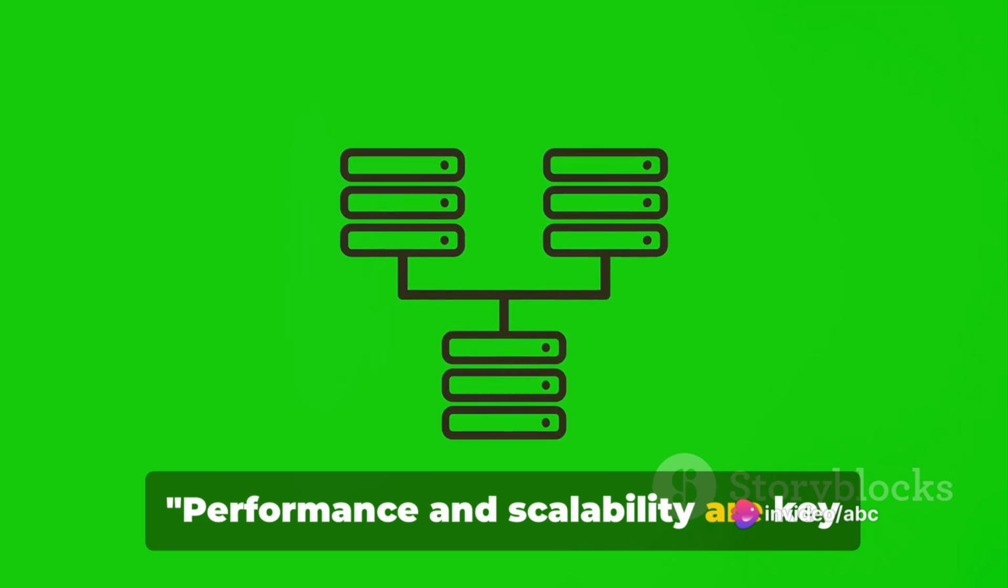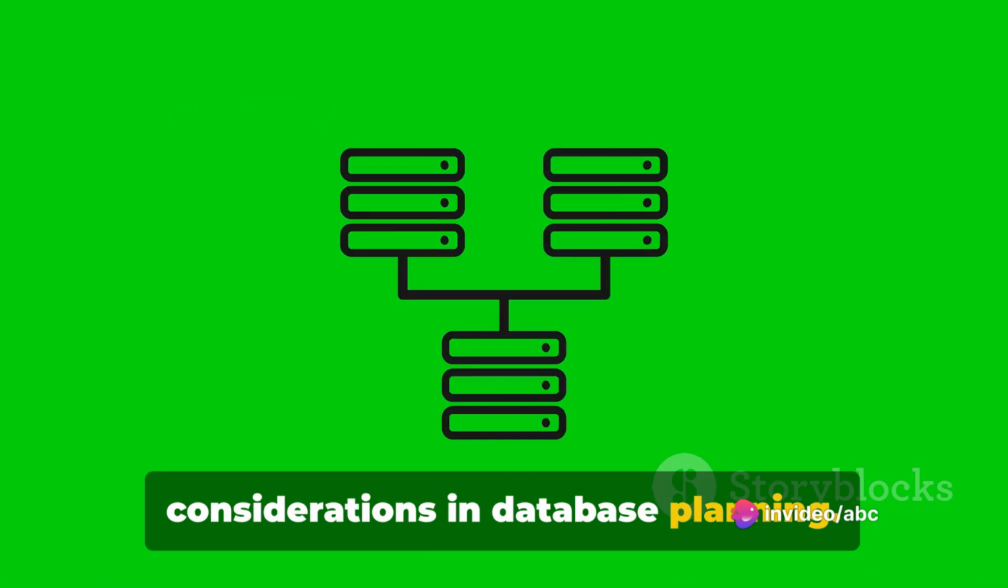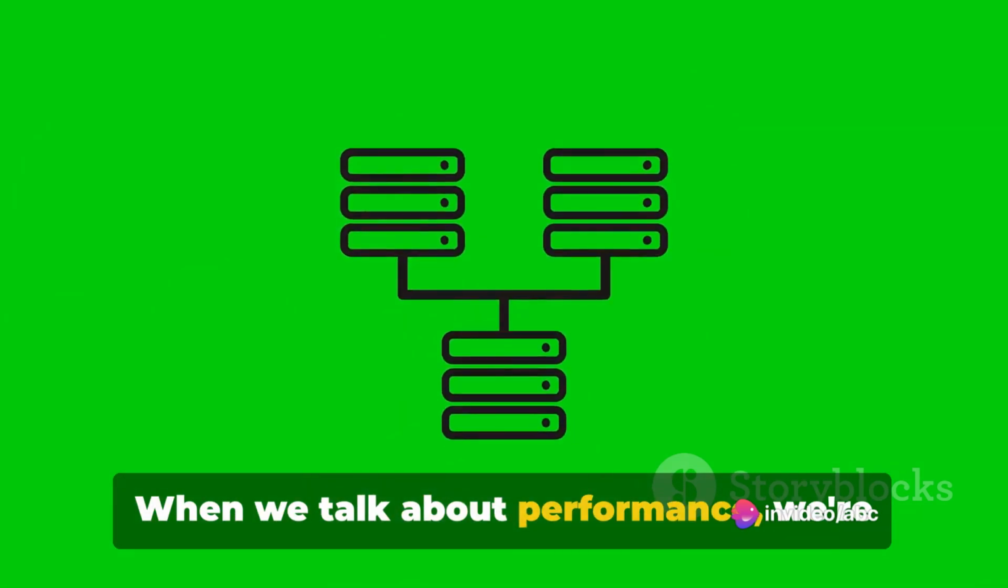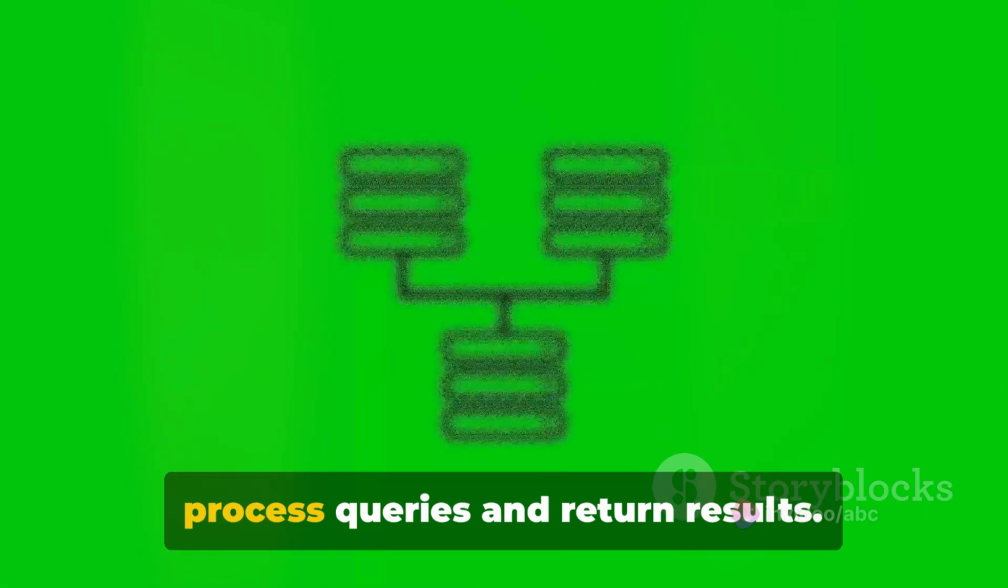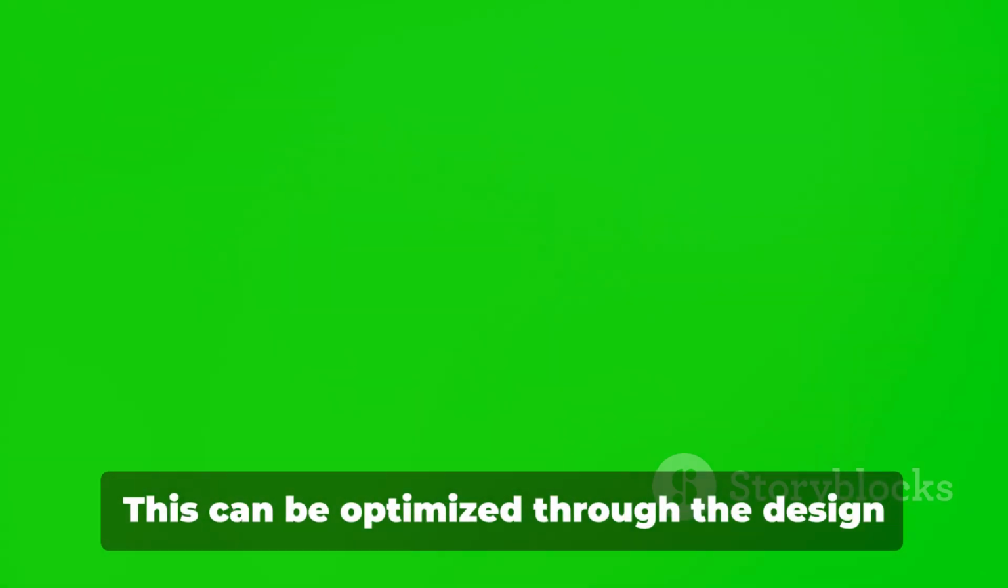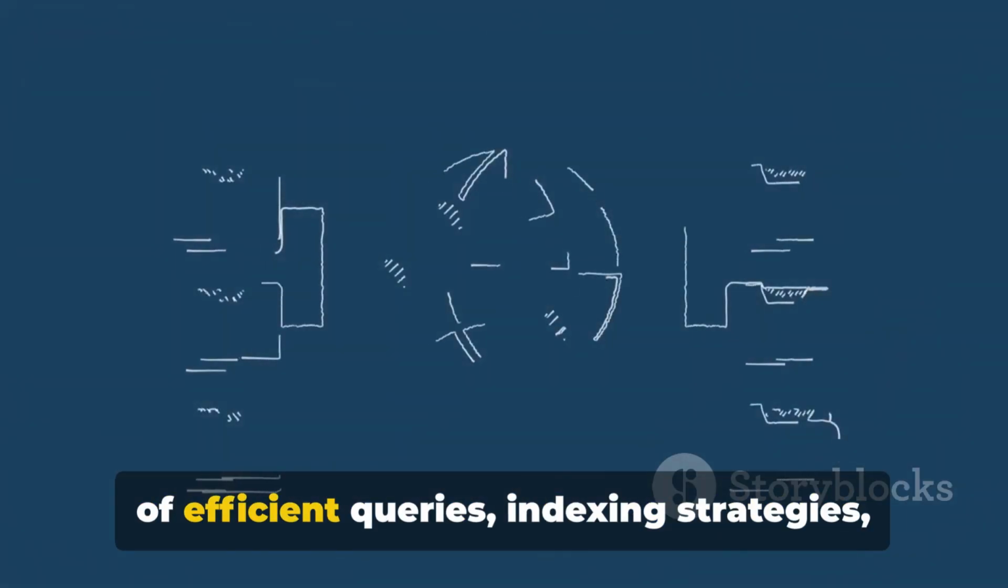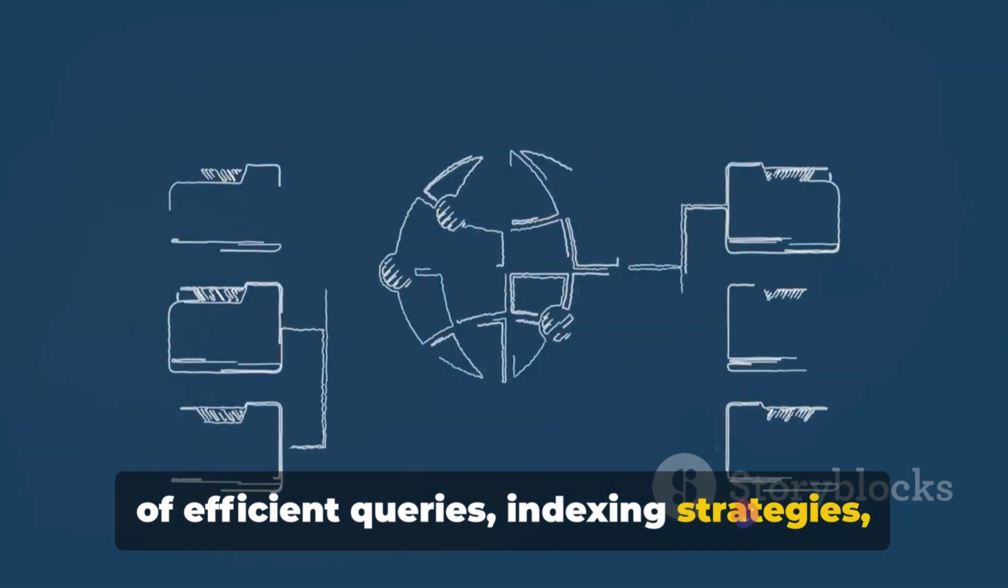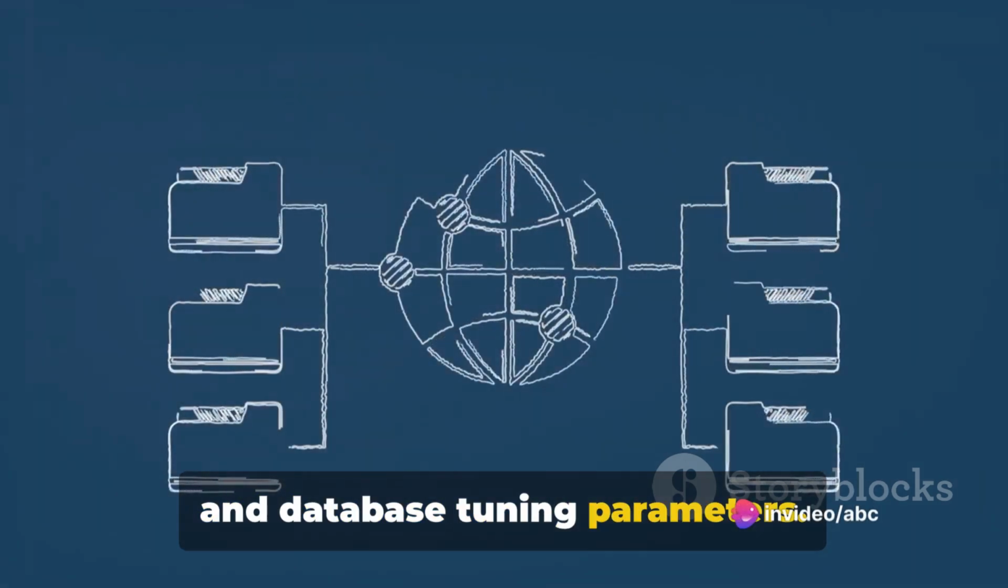Performance and scalability are key considerations in database planning. When we talk about performance, we're referring to how quickly a database can process queries and return results. This can be optimized through the design of efficient queries, indexing strategies, and database tuning parameters.